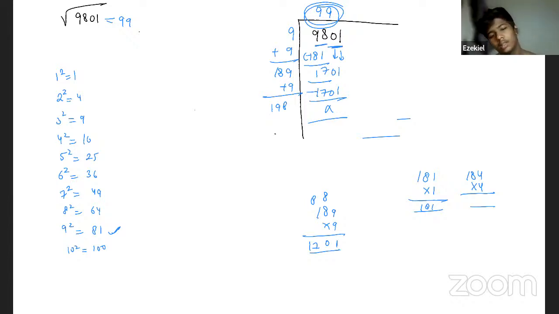You are doing it with prime factorization. That's why I'm saying the method you are doing is a limited method. Why? Because 9801 is a perfect square, like 99 squared is 9801. But if I give you 9802, you are not able to get a perfect square, so you will not get the answer. With this method, we can get the square root of any number. That's why I'm encouraging you to use this method, not the prime factorization method.